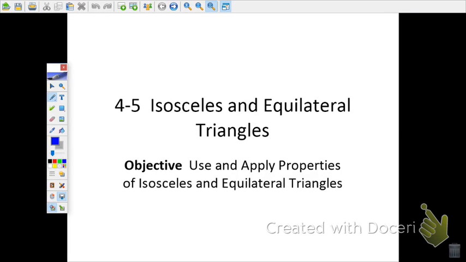Today we're going to look at section 5 of chapter 4, which deals with isosceles and equilateral triangles. You should be familiar with what those triangles are. Today we're going to learn some properties of those isosceles and equilateral triangles that we can then use to apply to these congruent triangles.